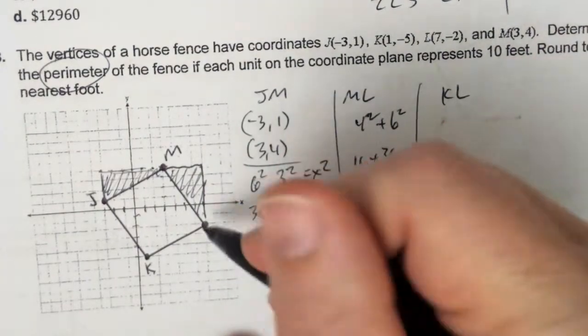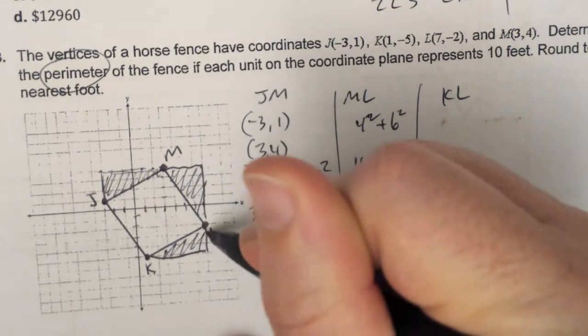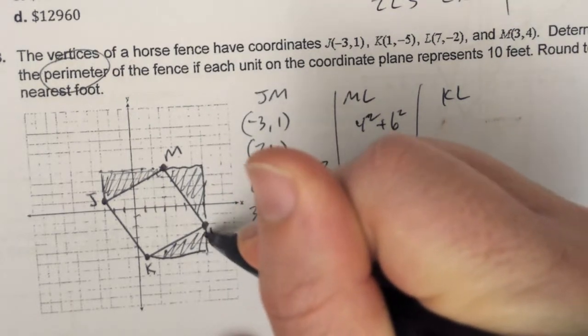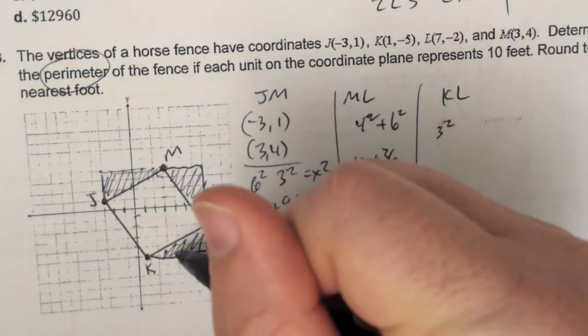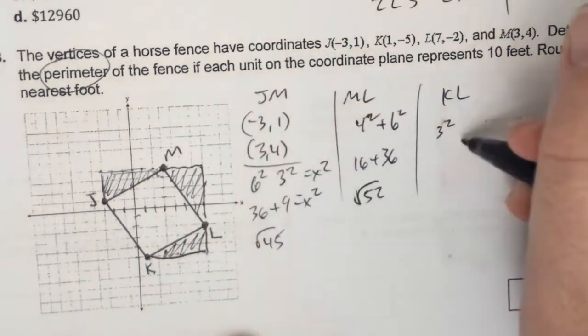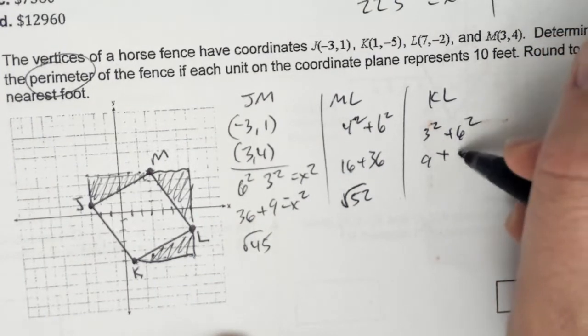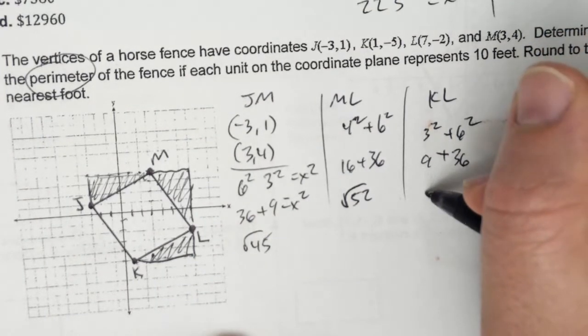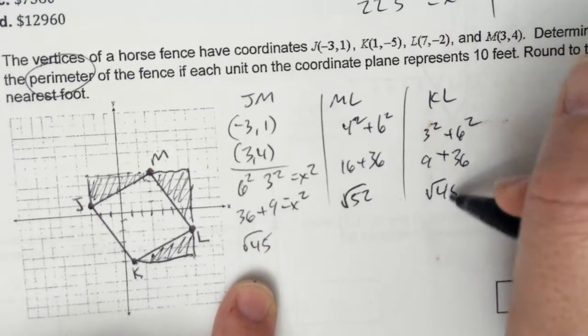K to L. I'm making a right triangle right here. And we get 1, 2, 3 by 6, and you get 9 plus 36, which we actually did earlier, right? And we got the square root of 45.